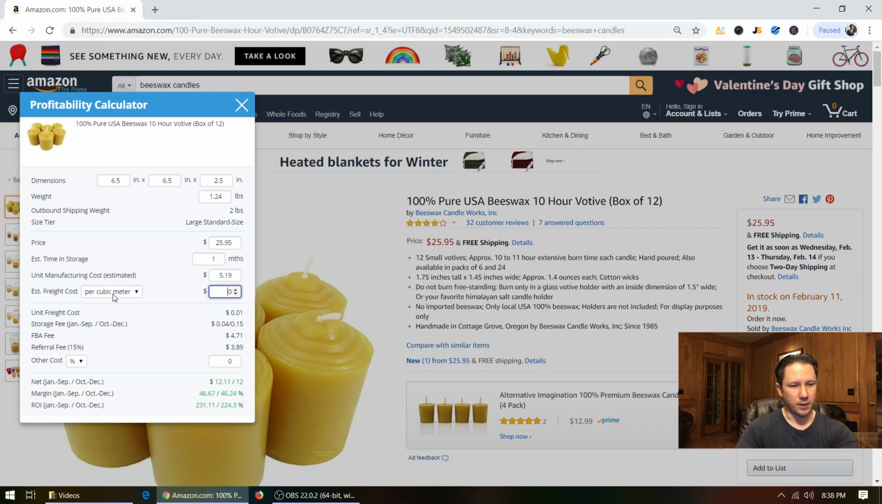Well, I can't bring that back up, but that's fine. So let's just say the total cost is $5.50, okay? So it shows the freight's a penny, but we built that into here, okay?